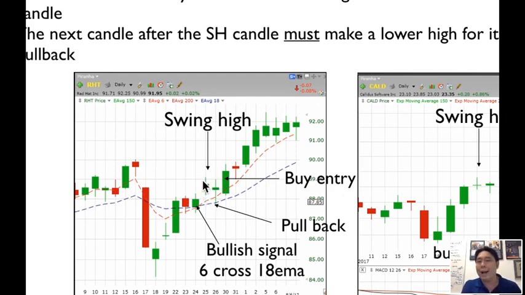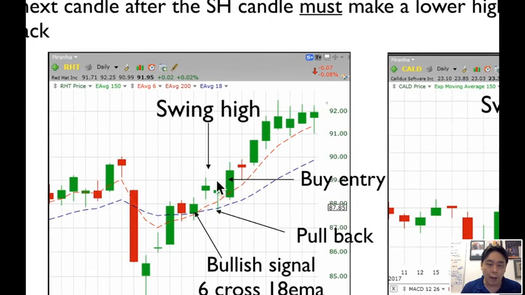Now, immediately right after the swing high, we need to see a pullback candle. A pullback candle must make a lower high than the swing high. All right, so this makes a lower high than this, hence it's a pullback. It's because of profit taking that it pulls back. Now, what if the next candle makes a higher high? Well, then the trade is invalid. It is not a valid trade.